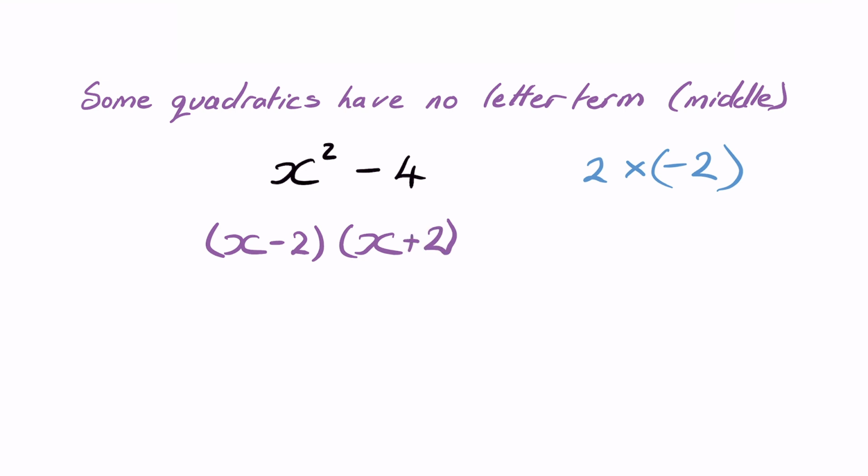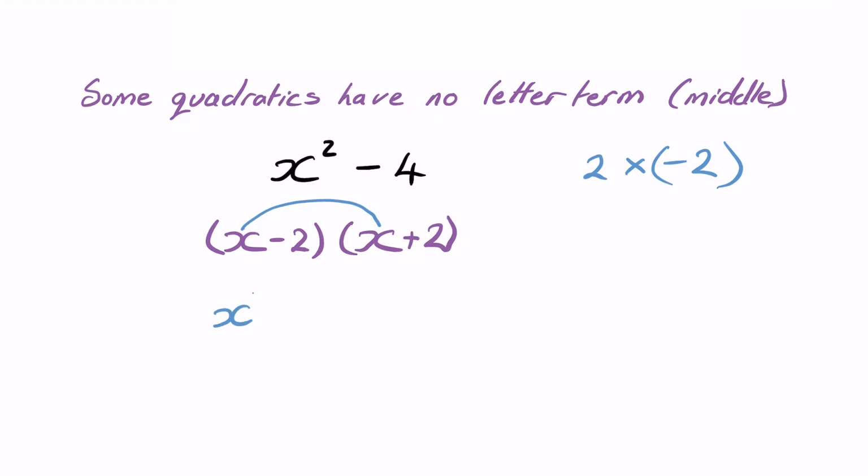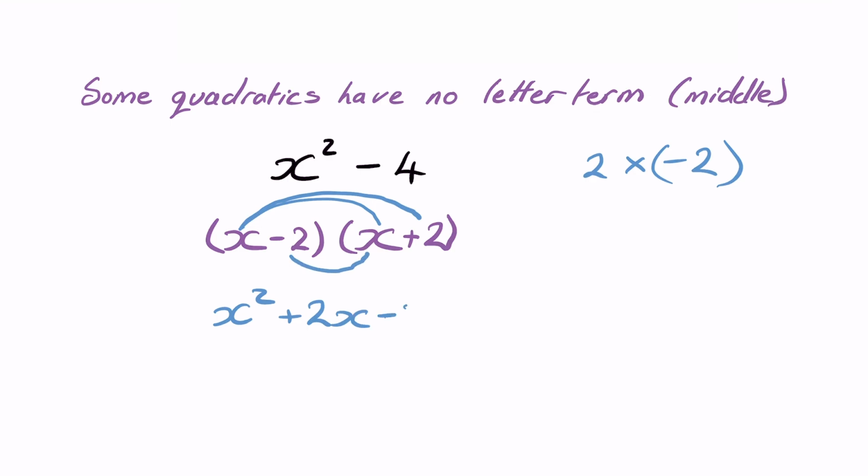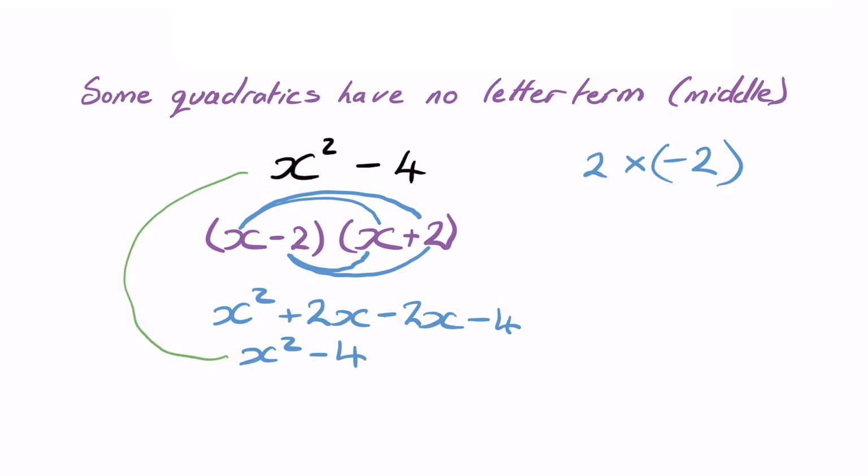And when you multiply out these, you will actually lose the letter term. Let's see how that happens. So we use the FOIL method. x times x gives us x², x multiplied by +2 is +2x, and -2 multiplied by x is -2x, and lastly negative by a positive, there's our -4. And when we go ahead and collect our like terms, you can see you've got a +2x minus 2x, that becomes 0, and so it eliminates the middle term. As you can see, that is exactly the same as that.